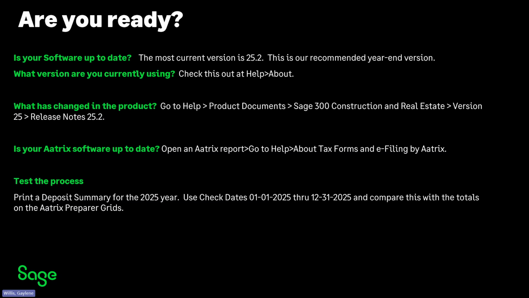Now, should you need to contact Atrix, they're going to want to know what version you're on and if you're up to date on your Atrix forms. Open an Atrix report, go to Help, About Tax Forms and E-Filing by Atrix. You'll be able to see what your current version is for Atrix.